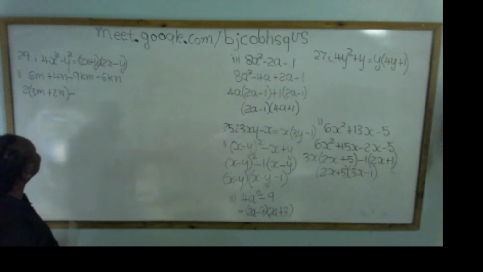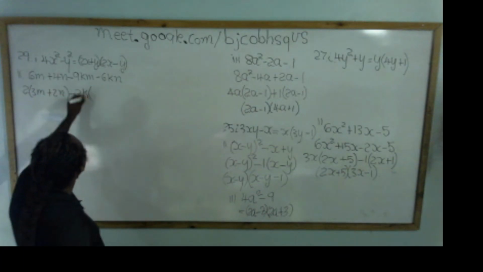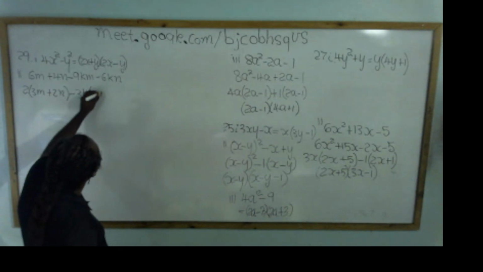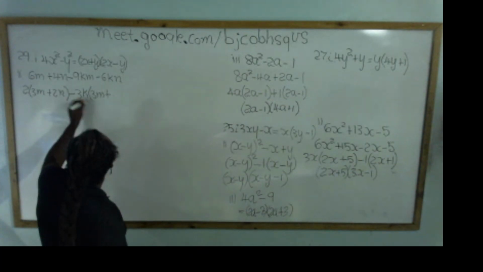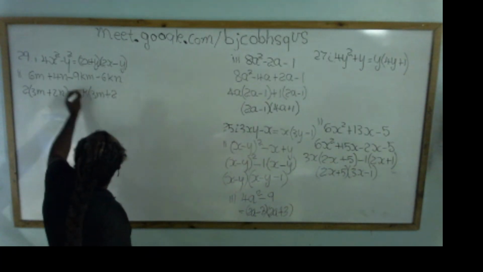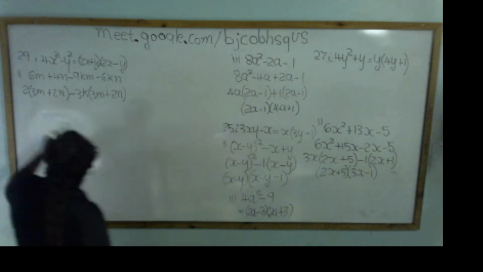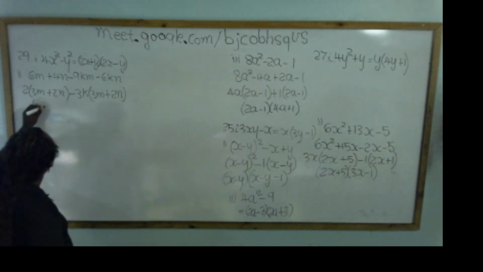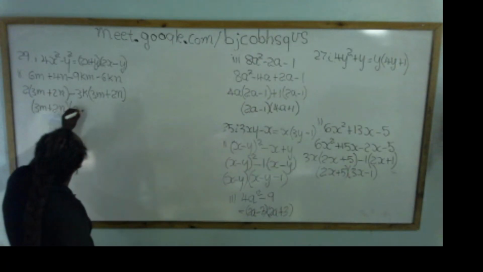3k is common. Then we'll have what? 3m. Negative into negative is positive. The 6 is 2. The k will cancel and you'll have the n. So we'll have 3m plus 2n is a common factor. Then we have 2 minus 3k.